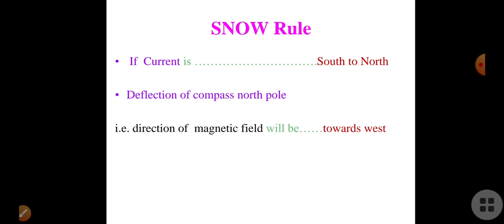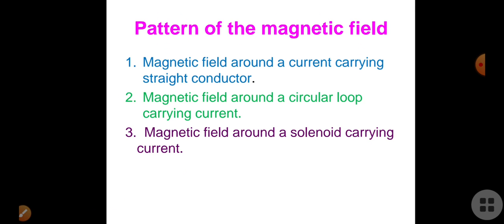So this was the introduction of this topic. Finally, in the next few classes we are going to discuss the pattern of magnetic field around a current carrying straight conductor, around a circular loop, and around a solenoid, and some more topics.